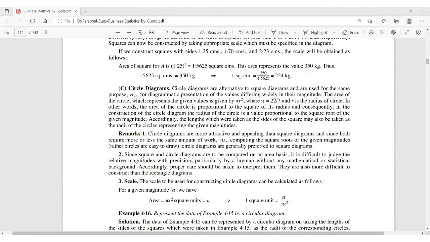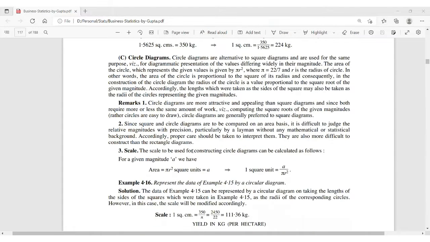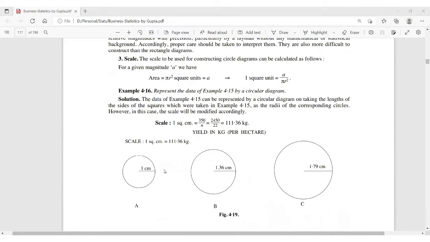The area of the circle which represents the given value is pi r squared, where r is the radius of the circle. In other words, the area of the circle is proportional to the square of its radius. So the radius is the square root of the given value. Okay, see.